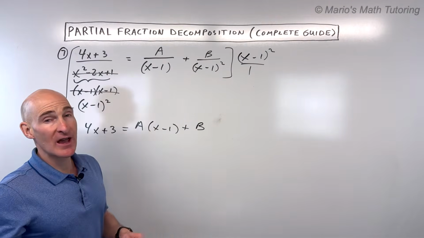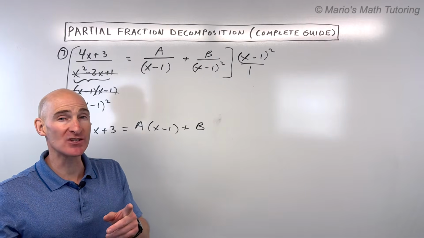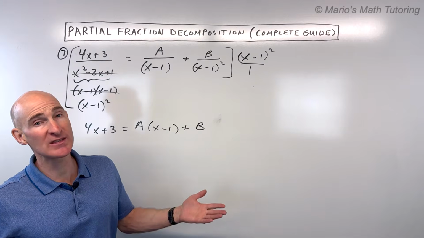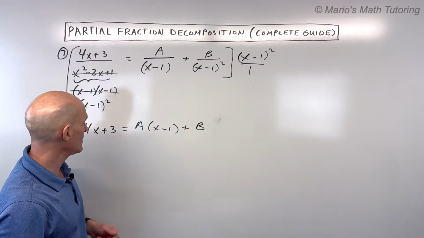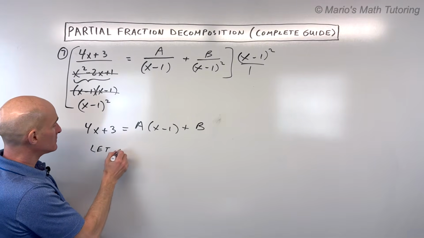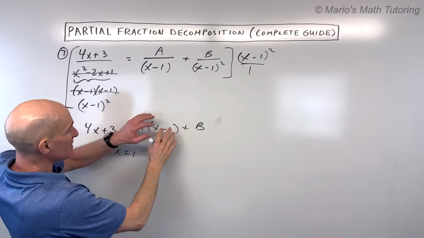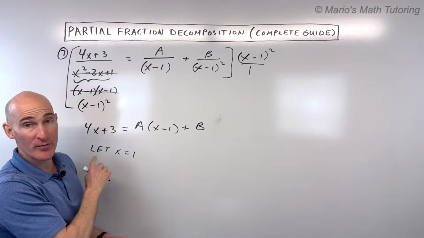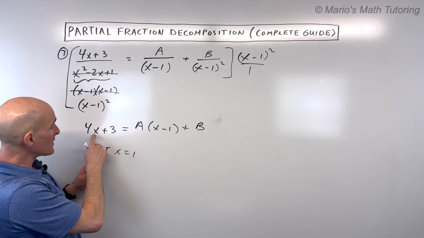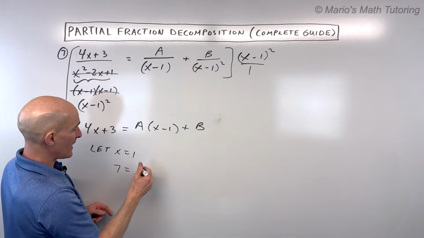Okay, now you've got two choices. You can use the convenient values, or you can do the system of equations, whichever one you prefer. Sometimes one's easier than another, given the situation. Here, let's let x equal 1. The reason I'm picking 1 is because that's going to make this 0. 0 times anything is 0, and we'll be able to solve for b. So 4 times 1 is 4, plus 3 is 7. We said this is 0, so we'd have b equals 7.